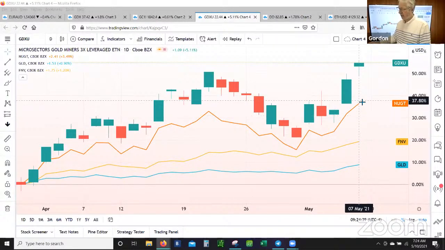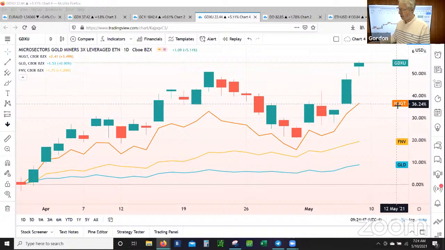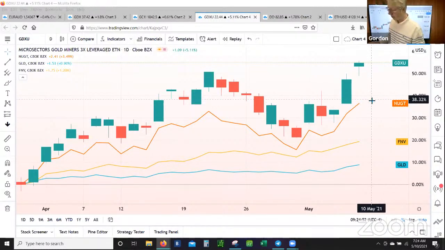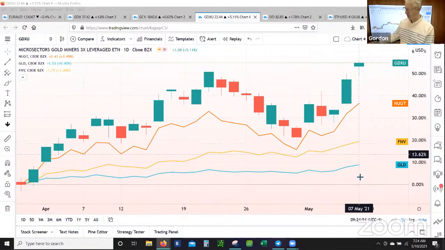However, there's an ETF out there that is double the price of gold, and that is NUGT. Now, in theory, if gold goes up 1%, NUGT is supposed to go up 2% on a day-to-day basis. But look at what's happened here over the past little while. From its lows, GLD is up not quite 10%, whereas NUGT is up almost triple that.